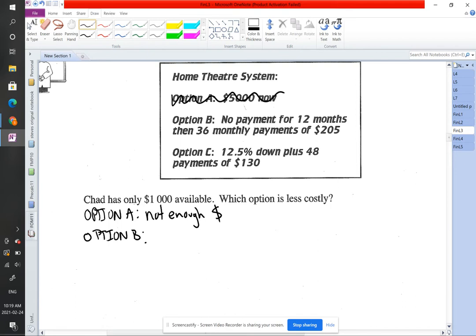He's going to make no payments for 12 months. So he doesn't have to pay anything for a year. But then after that, he's going to make 36 monthly payments of $205. So 36 months is 3 years. So for 3 years, he's paying $205 a month. So we are going to say, well, if he makes 36 payments multiplied by $205 per payment, he's going to end up paying $7,380. Just going to put a little B there so we know.